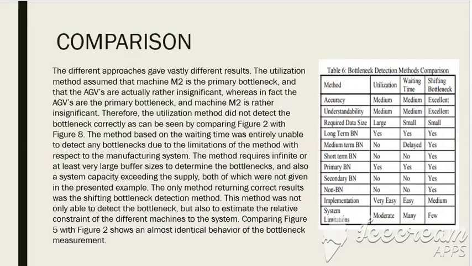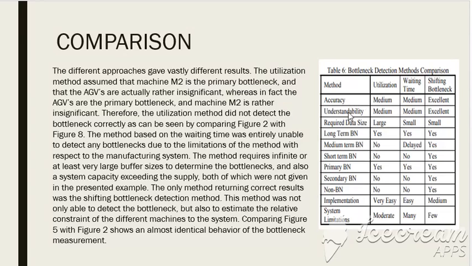Next is the comparison. The different approaches give vastly different results. The utilization method assumed that M2 is the primary bottleneck, and therefore did not detect the bottleneck correctly, and the method based on waiting time was entirely unable to detect it because of its limitations. The only method returning the correct result was the shifting bottleneck detection method. This method was not only able to detect the bottleneck but also estimate the relative constraints of the different machines on the system. Comparing figure 5 and figure 2 shows almost identical behavior of the bottleneck measurement.